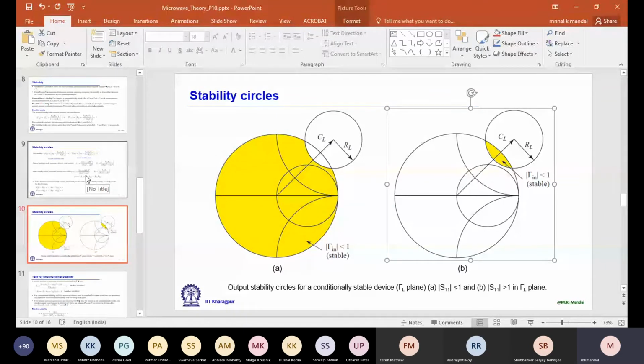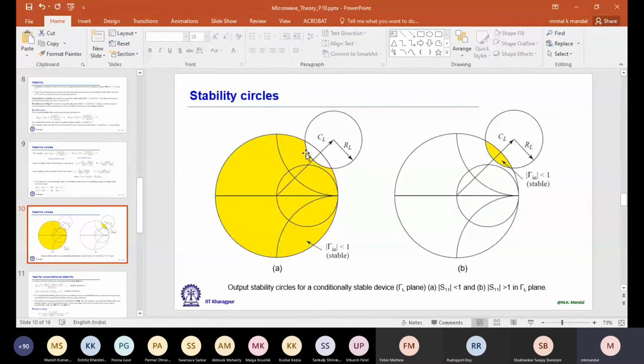Now you see, this is just for a range of your gamma in, not that it's completely covering your Smith chart. So this is the general situation, or better to say, this is the conditional stability situation. Now if it is unconditionally stable, then this circle must be either completely inside the Smith chart or completely outside the Smith chart, so that it will contain this gamma in value.